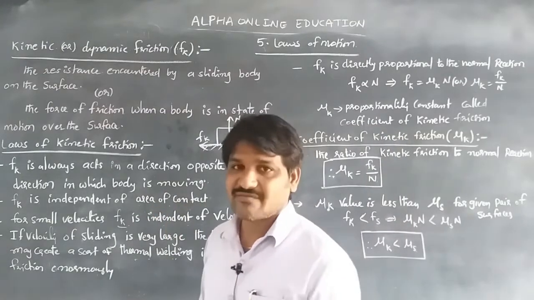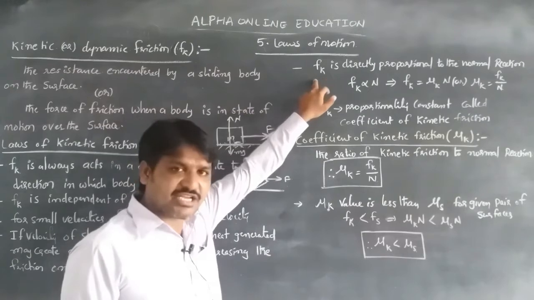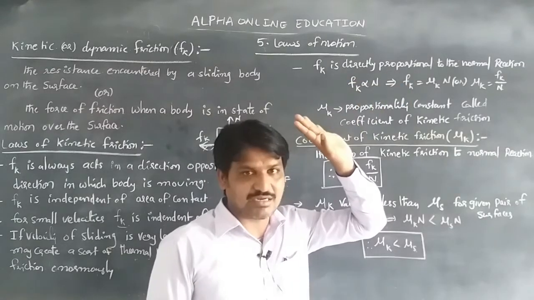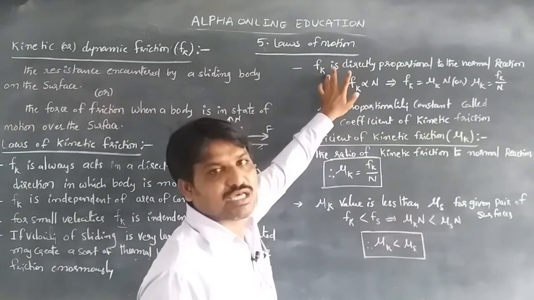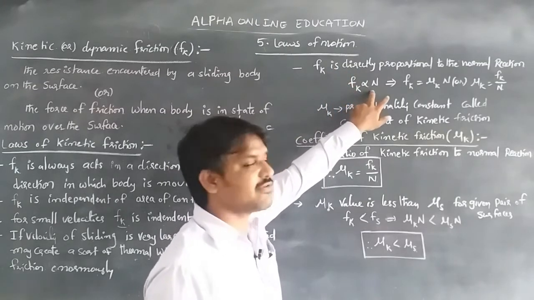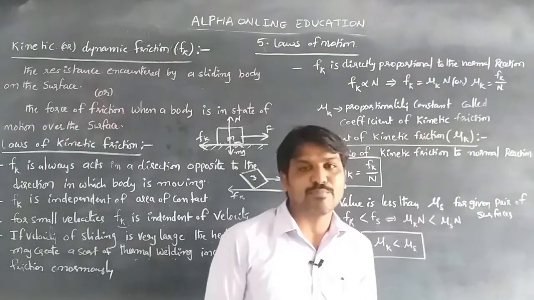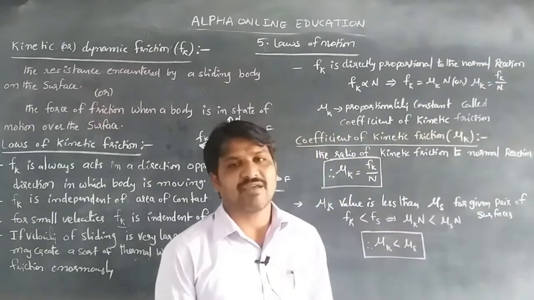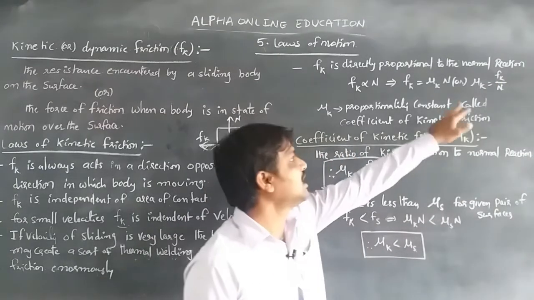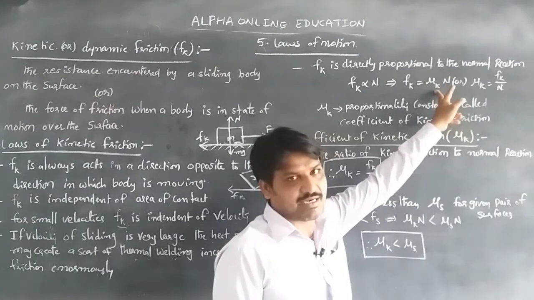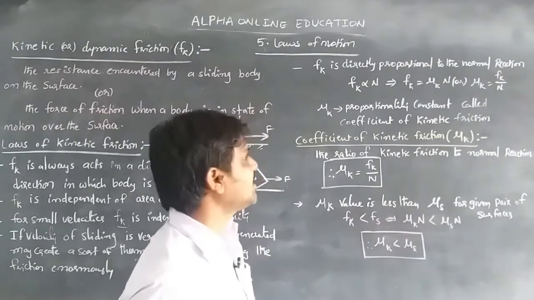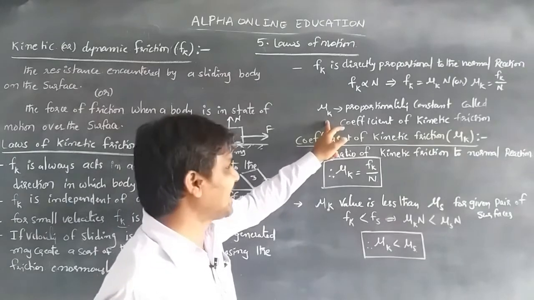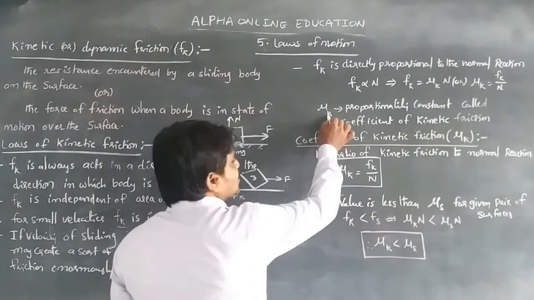So this is about the laws of kinetic friction. One more thing: kinetic friction, like static friction, is directly proportional to the normal reaction, so Fk is proportional to N. From that we get the proportionality constant mu k: Fk = mu k N, or mu k = Fk/N, where Fk is the kinetic friction, N is the normal reaction, and mu k is the proportionality constant, called the coefficient of kinetic friction.